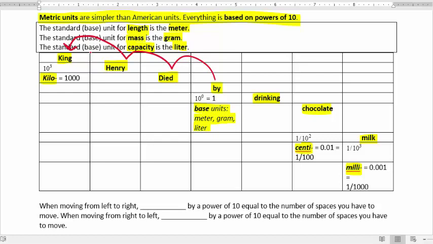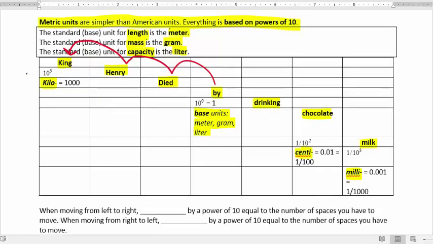So it's very simple. If we were converting from the kilo units to the centi units, we'd be moving 5 places to the right, right? 5 steps to the right. Therefore, we would move our decimal point 5 places to the right. So again, this is just due simply to the fact that the metric system is based on powers of 10.